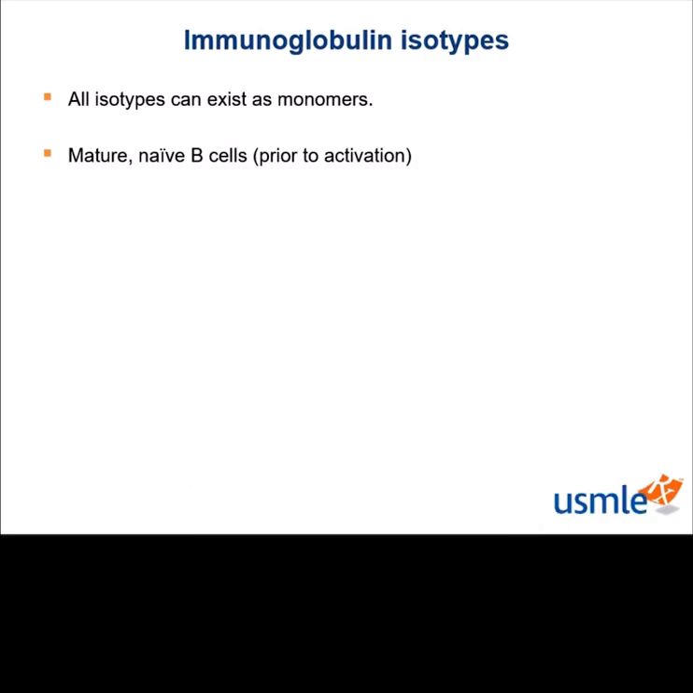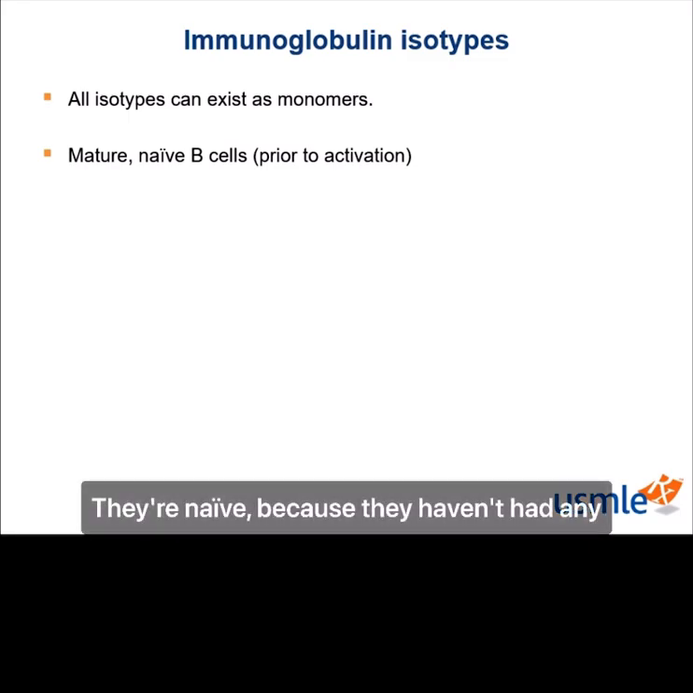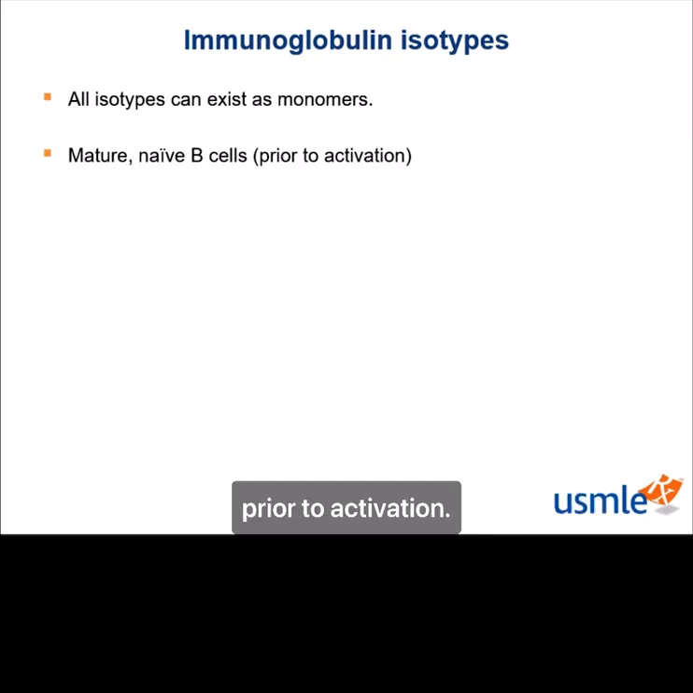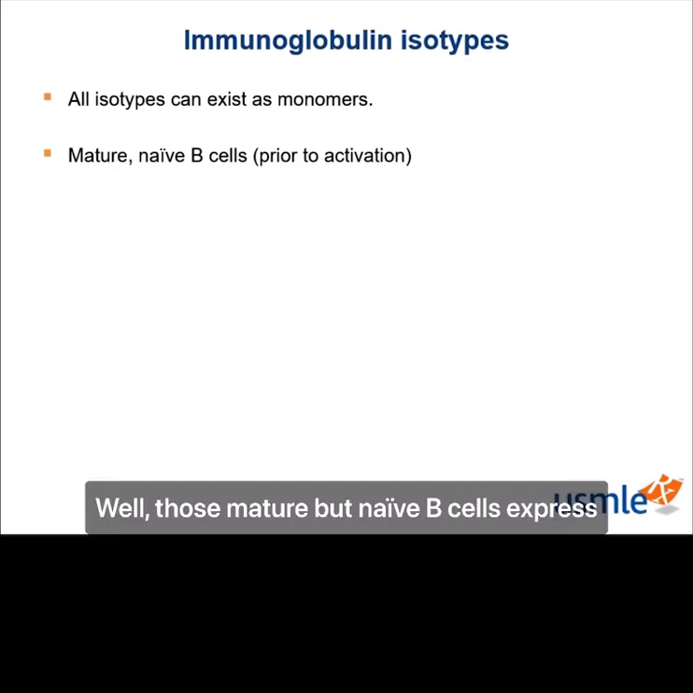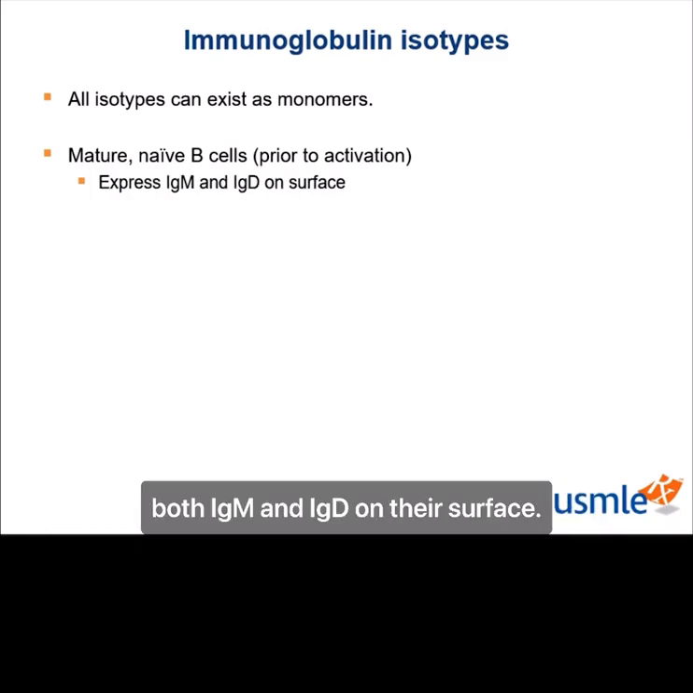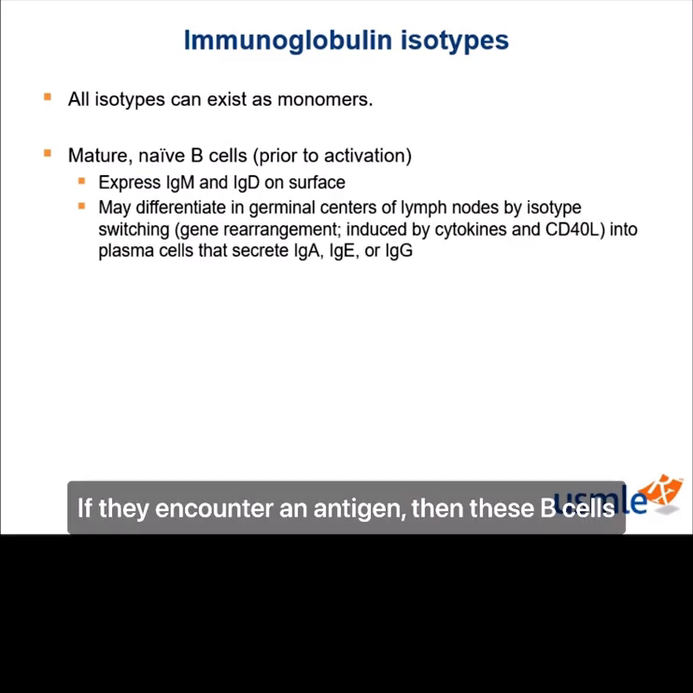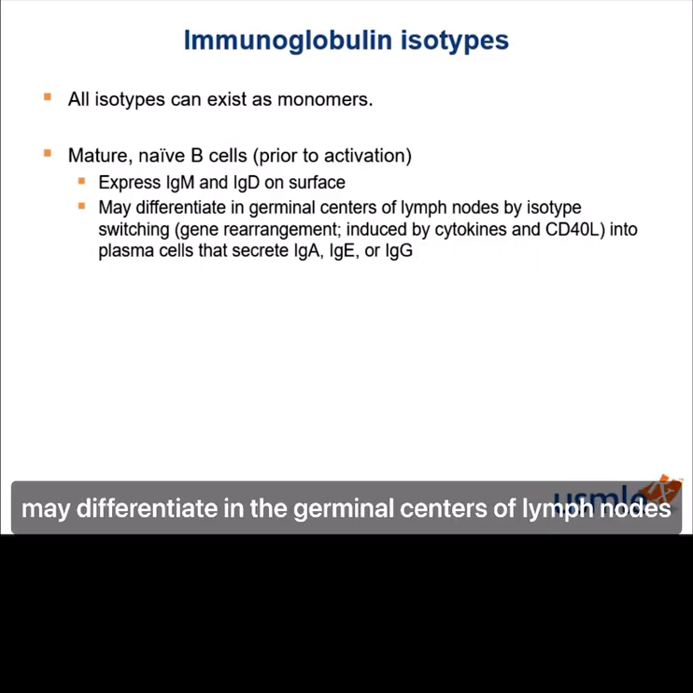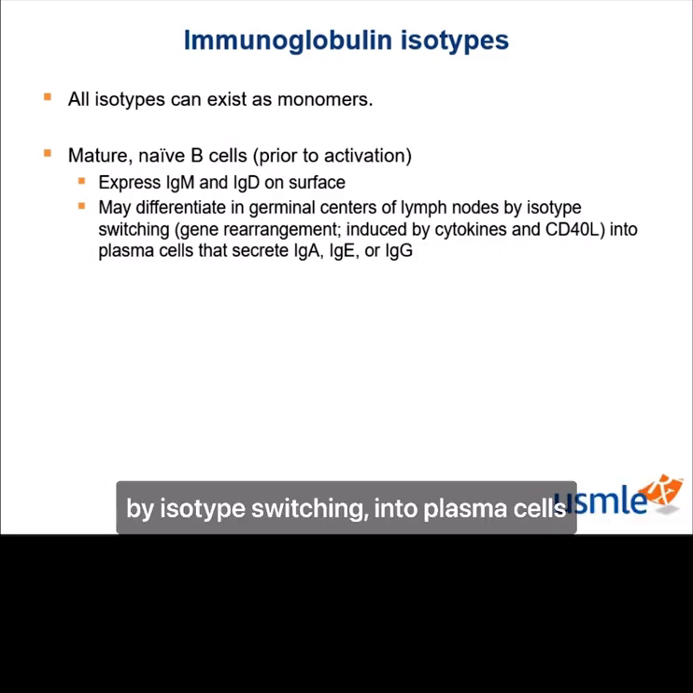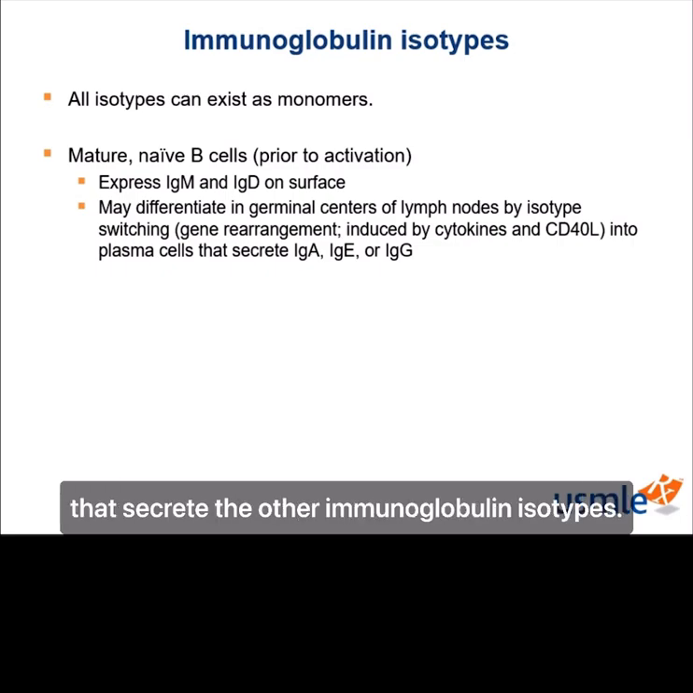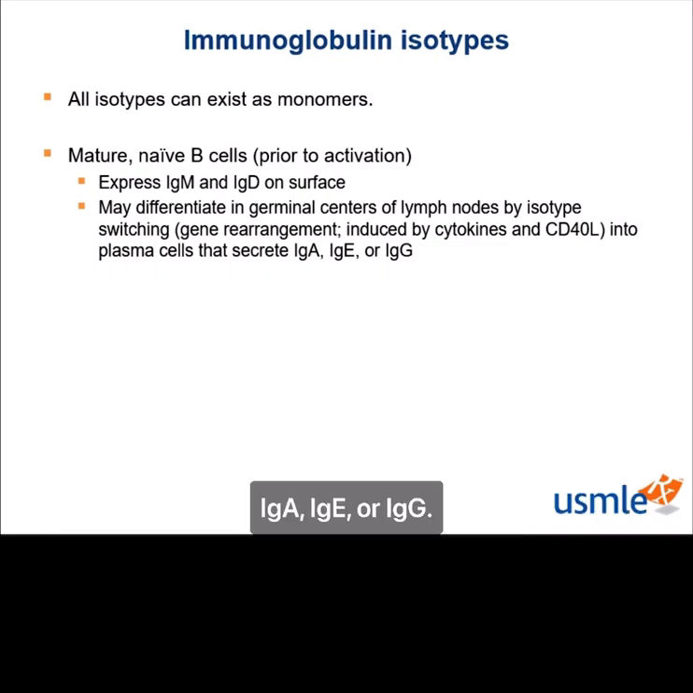And why are they naive? They're naive because they haven't had any exposure to an antigen before, which means prior to activation. Well, those mature but naive B cells express both IgM and IgD on their surface. If they encounter an antigen, then these B cells may differentiate in the germinal centers of lymph nodes by isotype switching into plasma cells that secrete the other immunoglobulin isotypes, IgA, IgE, or IgG.